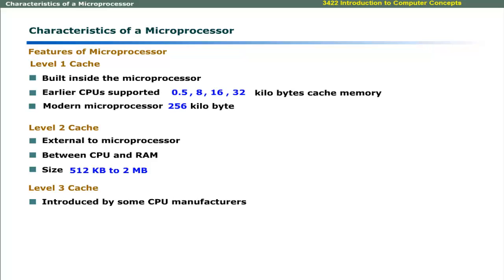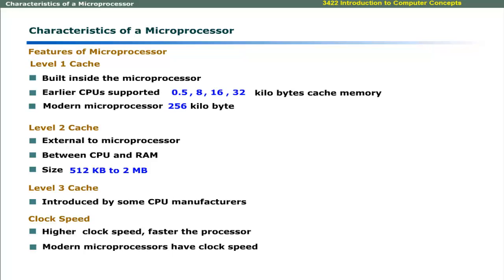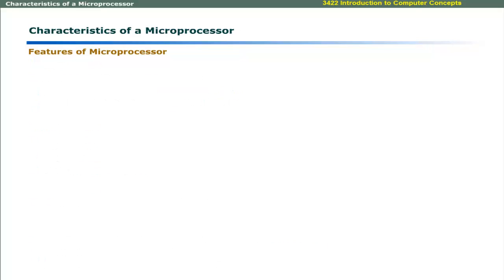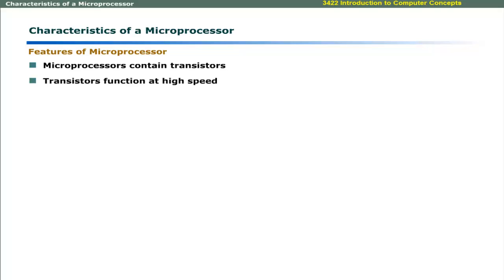The next feature of the microprocessor is its clock speed. Higher the clock speed, faster is the processor. Modern microprocessors have clock speeds up to 2 gigahertz. These are capable of executing up to 2 billion instructions per second. Microprocessors contain millions of transistors to function at a high speed. This graph compares the number of transistors present in different microprocessors.